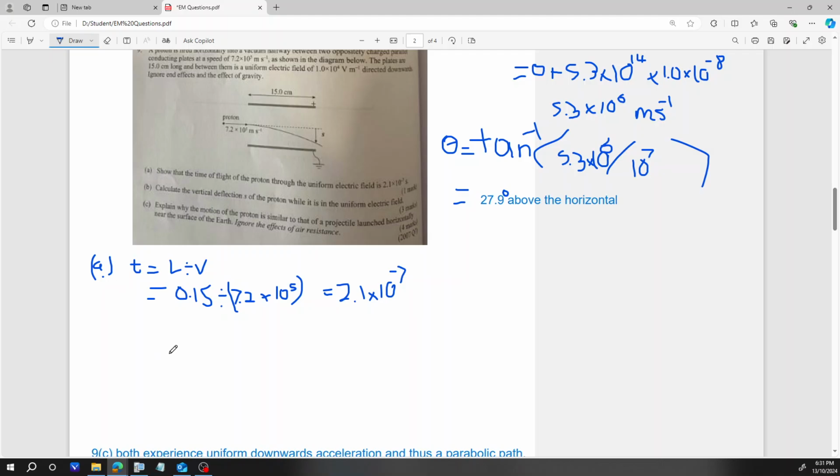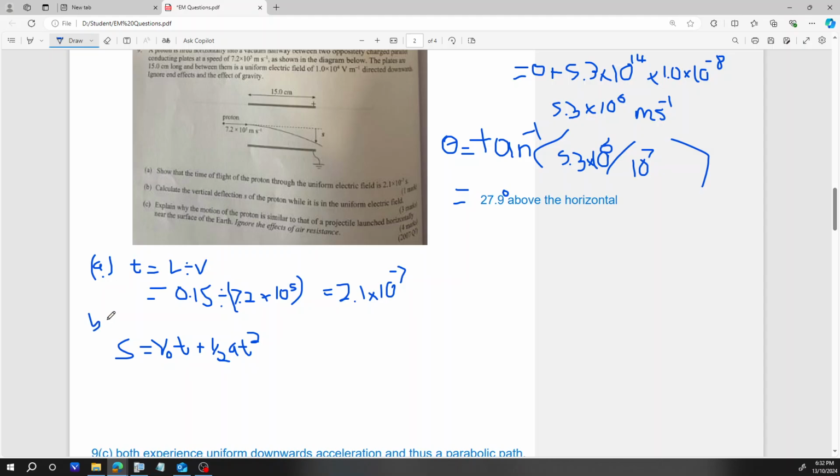Proton, when it's in a uniform electric field. Okay, so the deflection, this is a vertical component. So S, I would use this equation, v naught t plus half a t squared. But think about that equation, we need to go work out a.